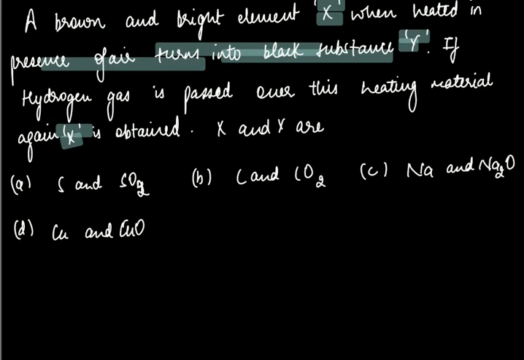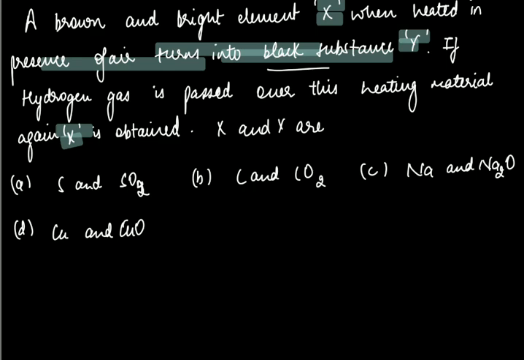First thing, we need to understand any bright element we are talking about in the presence of air. So the elements that come into our mind are either a metal or a non-metal, right? So it's forming a black substance. Most of the non-metals, when they react with oxygen, form oxides. And most of the non-metal oxides are gases. I'm talking in general.